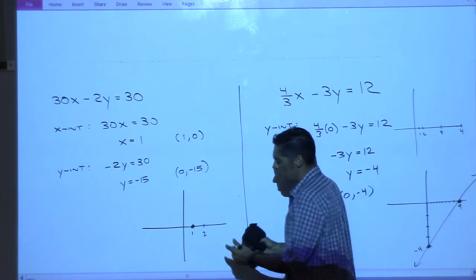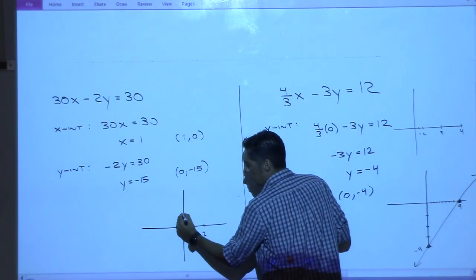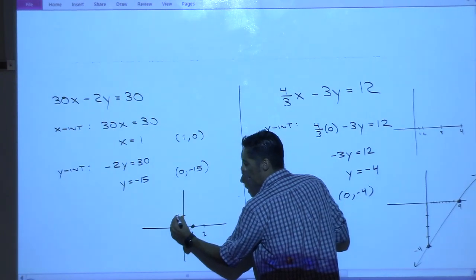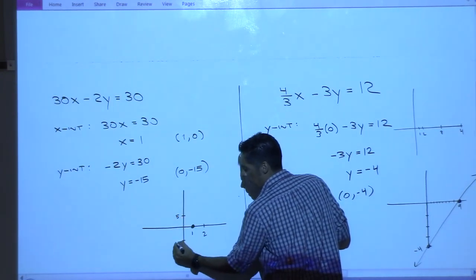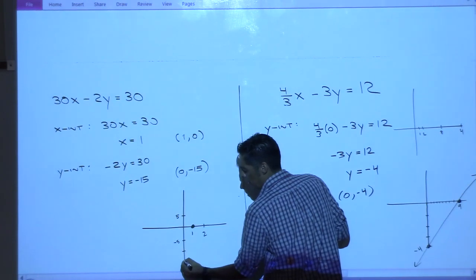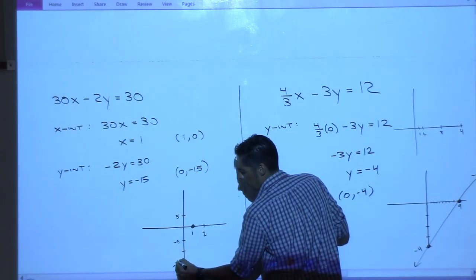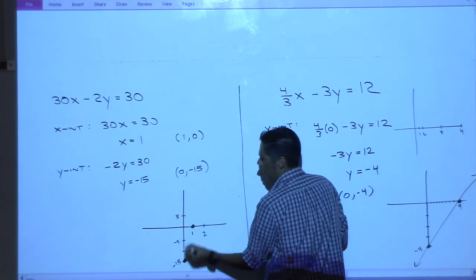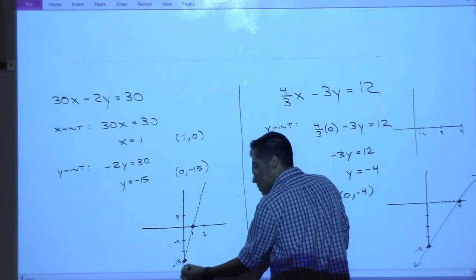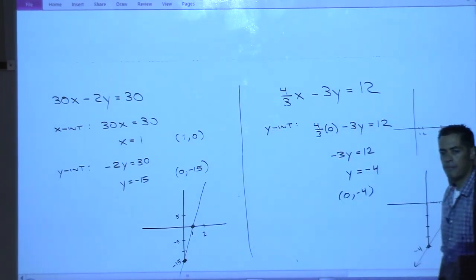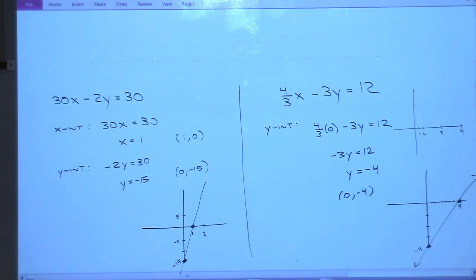So I'm just going to change the scale. Let's just say that this is 5. So this would be negative 5, negative 10, negative 15. Right? And then I put my point here. And that way it all fits. All right? You're allowed to do that.